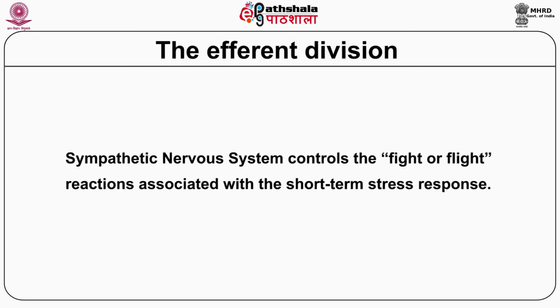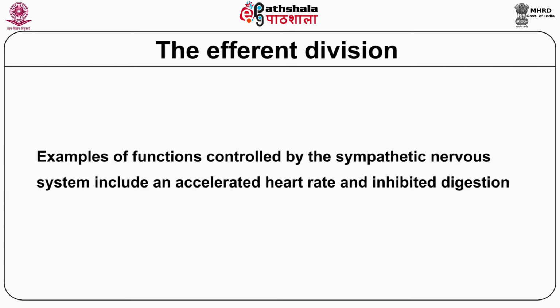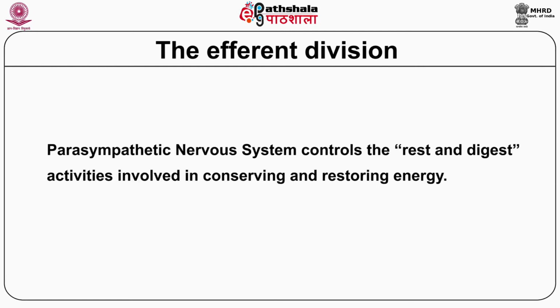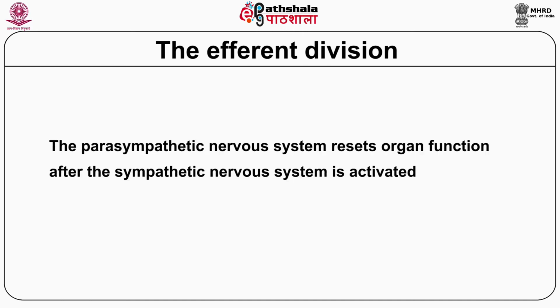The sympathetic nervous system controls the fight or flight reactions associated with short term stress responses. For example, functions controlled by the sympathetic nervous system include an accelerated heart rate and inhibited digestion, while the parasympathetic nervous system controls the rest and digest activity involved in conserving and restoring energy. The parasympathetic nervous system resets organ functions after the sympathetic nervous system is activated.